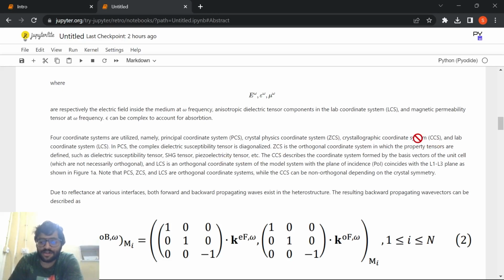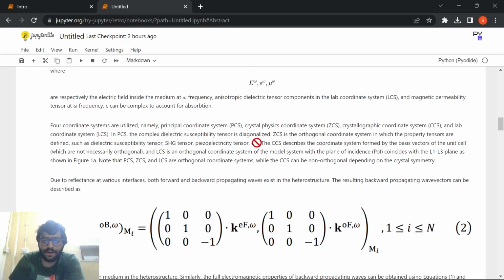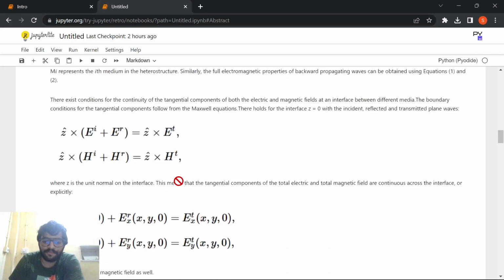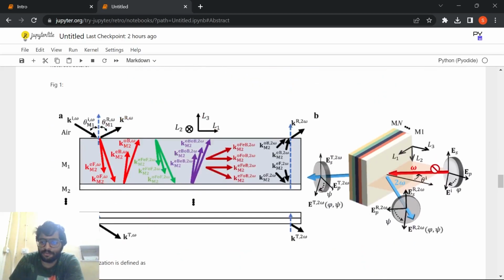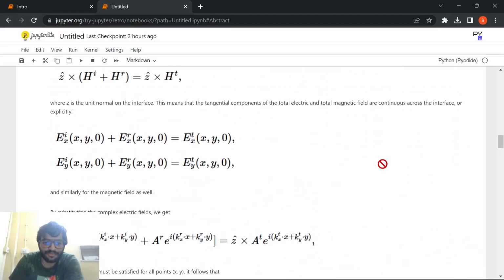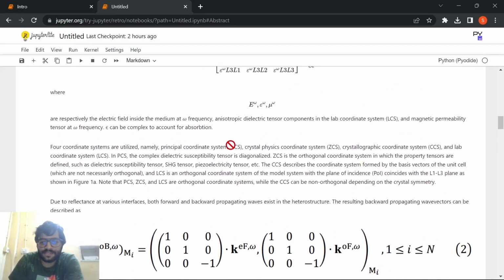CCS, or crystallographic coordinate system, describes the coordinate system formed by the basis vectors of the unit cell, and the lab coordinate system is formed by the plane of incidence, which coincides with the L1 L3 plane. So this red plane is the plane of incidence, and L1 L3 coincides with it, and this forms the lab coordinate system. And here PCS, ZCS and LCS are orthogonal, but CCS need not be orthogonal because it depends upon the crystal symmetry.